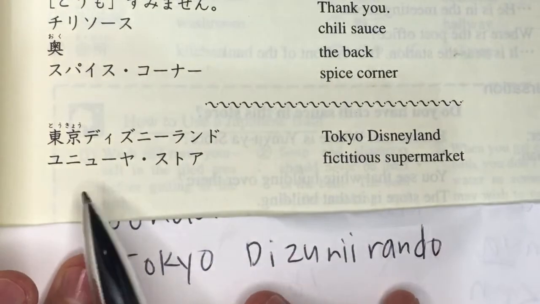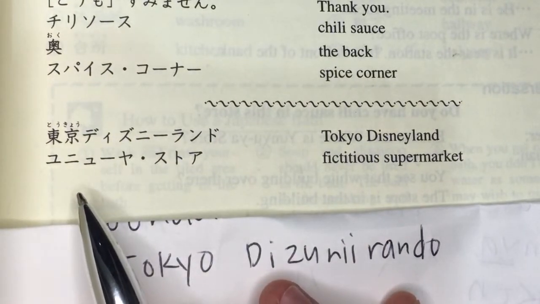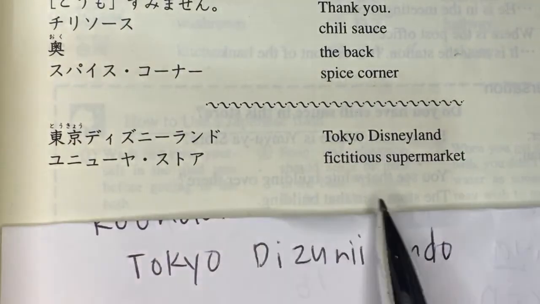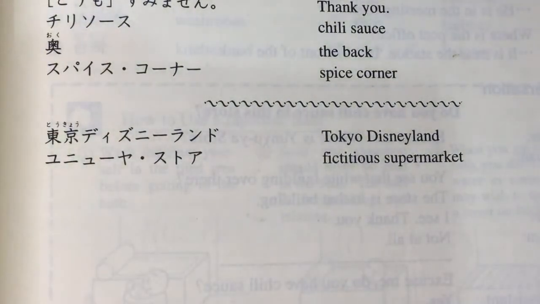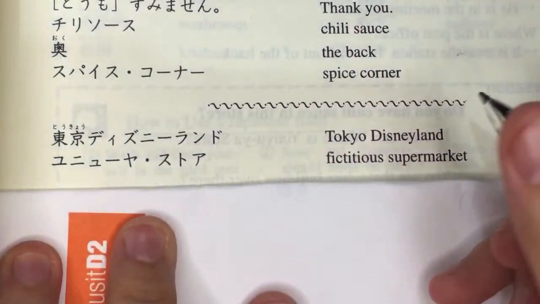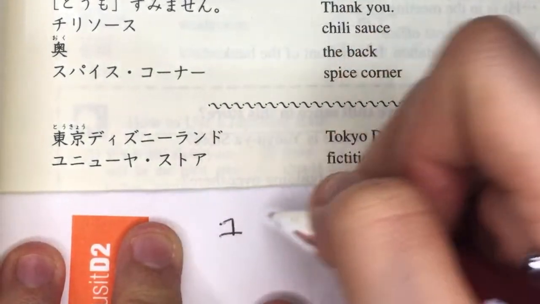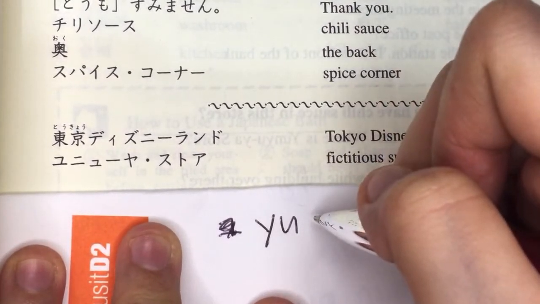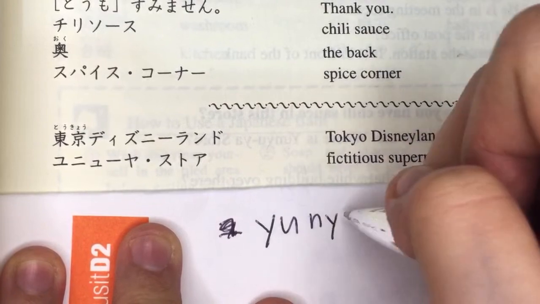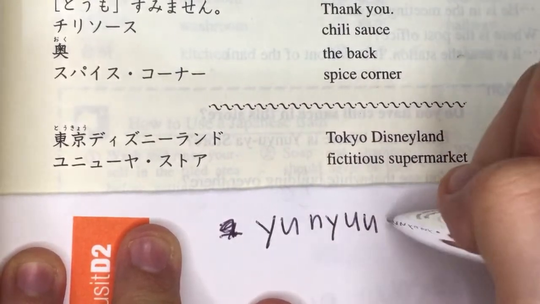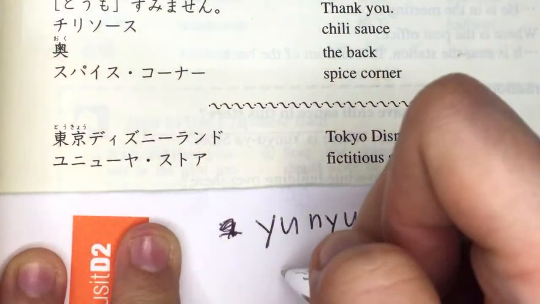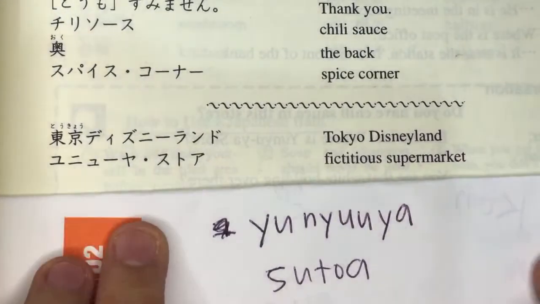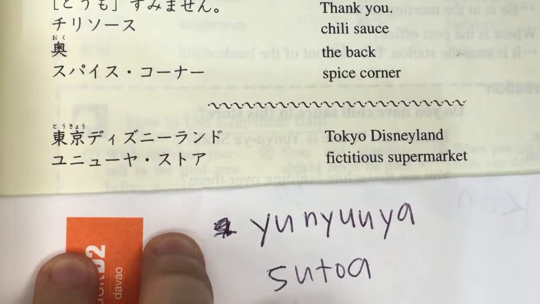Next, Yunyuya Store, fictitious supermarket. Sabi ko, ano to? Yunyuya. Ay, ano ba yan? Sinulat ko rin, mali. Yunyuya Store. Okay, we're done.